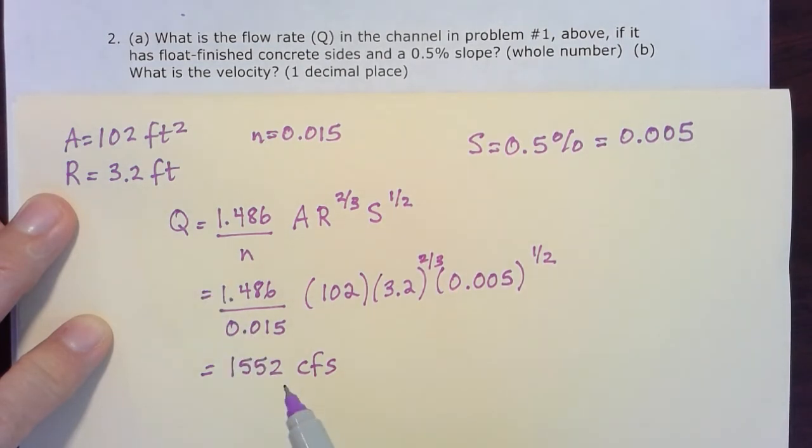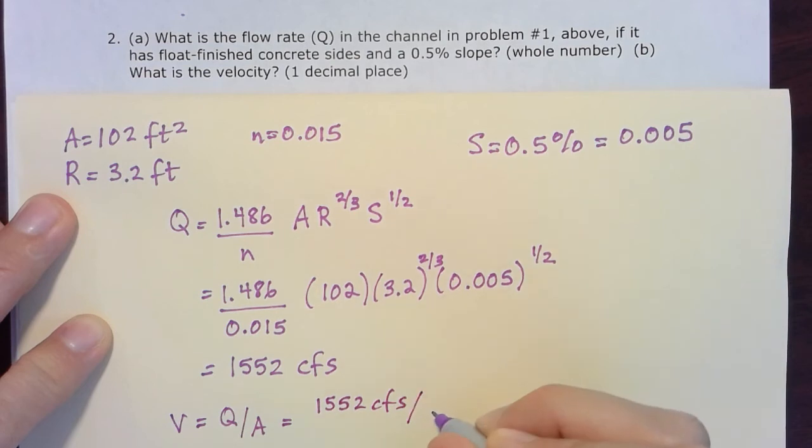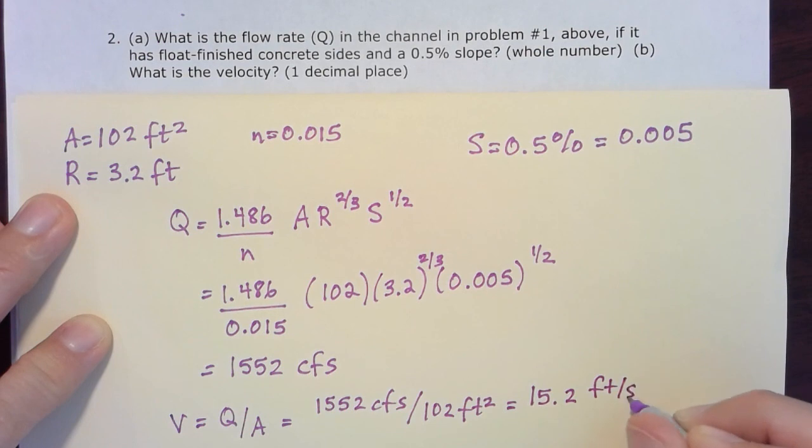Once I know a Q, I can use the old Q equals VA, or in this case I'm solving for V, so I'm going to say V is going to be Q divided by the area. So I'll take that 1552 cubic feet per second, divide it by that 102 square feet of the area that I had already found, and I'll find out that that velocity to one decimal place is 15.2 feet per second.